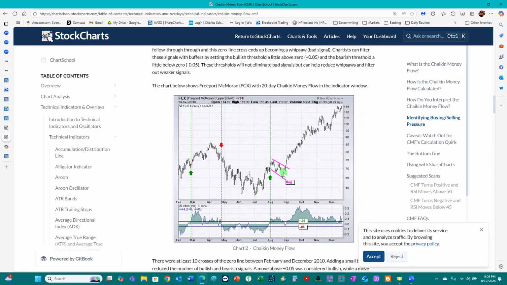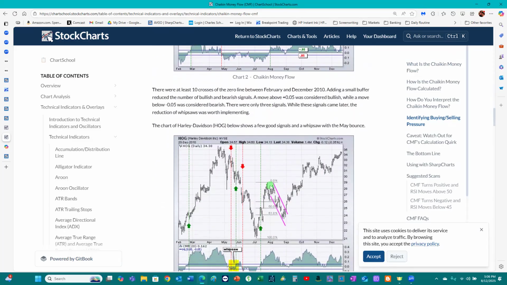But notice as it was moving lower right here, the money flow stayed above zero for the most part. It went just below it a little bit right there. But for the most part, money flow stayed above zero even as it was pulling back. So that tells you that the money is still in it. It's just having a normal pullback.